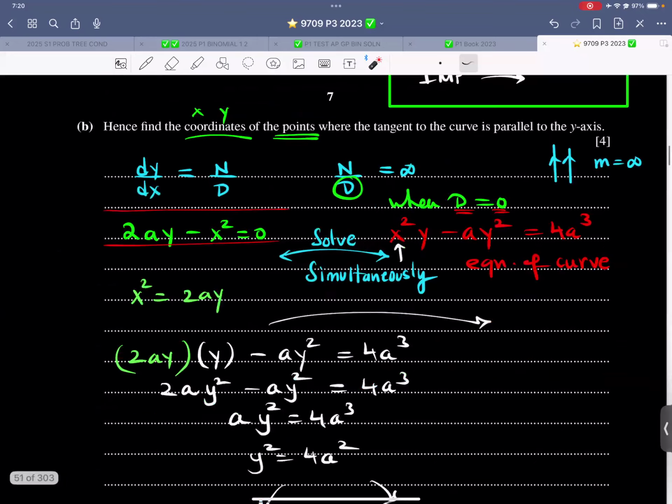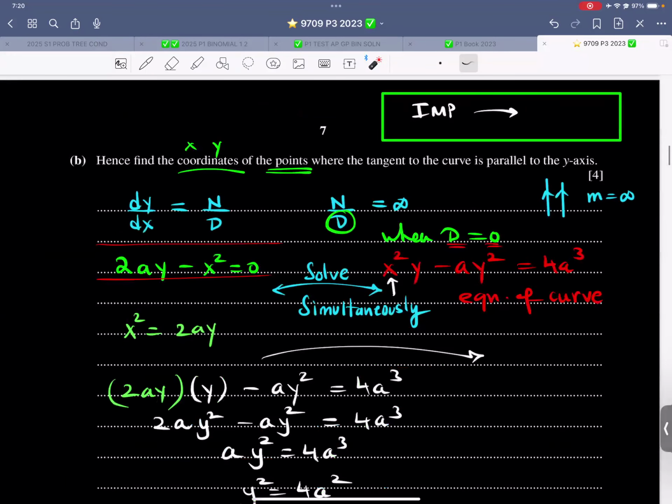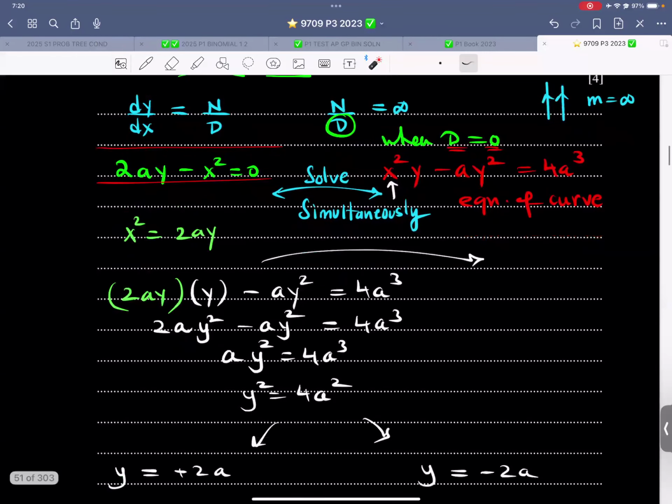The next part. Now it says, hence find the x and y coordinates. When it says coordinates, that means both x and y. Of the points, that means there will be more than one point where the tangent to the curve is parallel to y-axis. When the tangent is parallel to y-axis, gradient is undefined. What makes a gradient undefined? When the denominator is 0. So this was the denominator. We make it equal to 0.